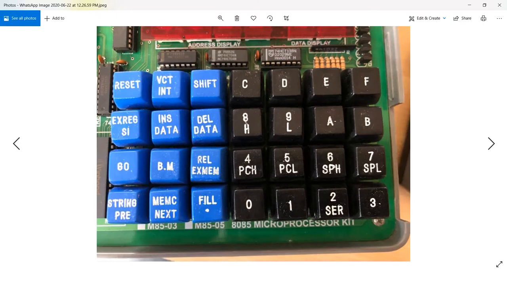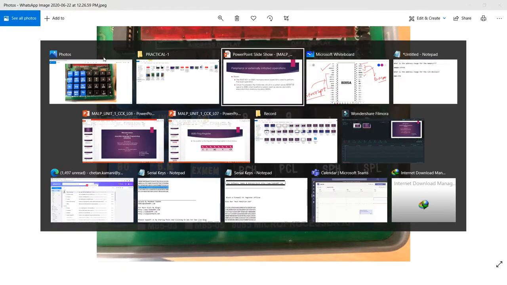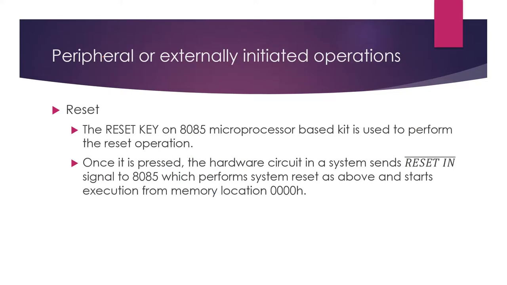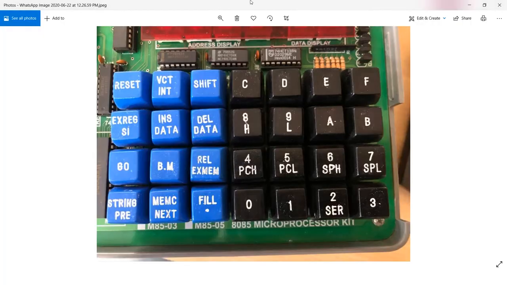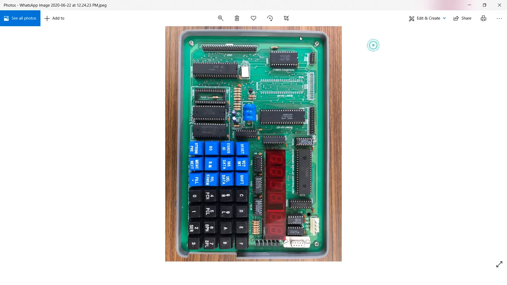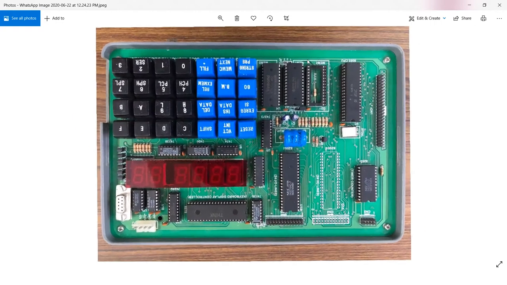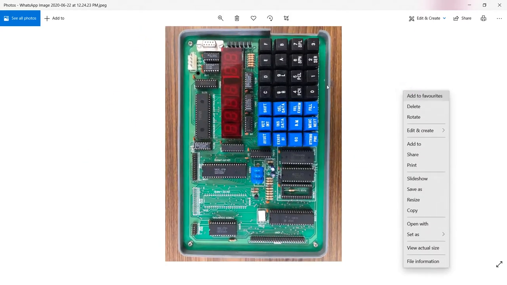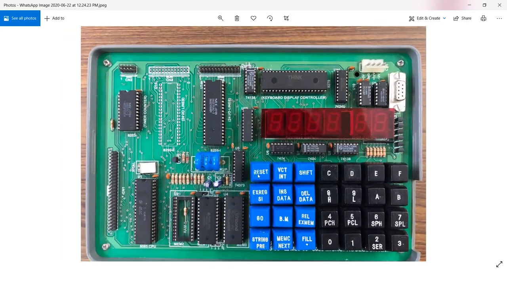Okay, you can see over here reset, top right corner, right? By pressing this key you can reset the microprocessor. I think all of you are getting this. The reset key on the 8085 microprocessor based kit is used to perform the reset operation. So this is the microprocessor kit, this is the snap of the microprocessor kit. This is the microprocessor, this is the reset key, and this is the hex keyboard.